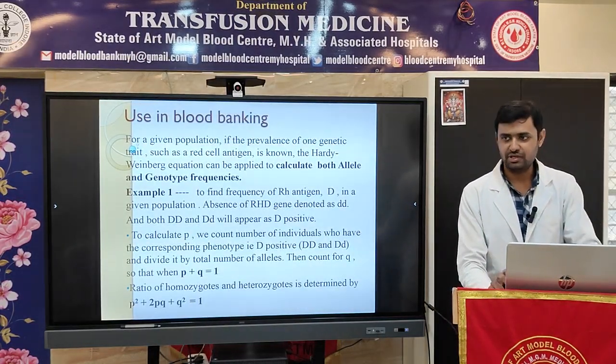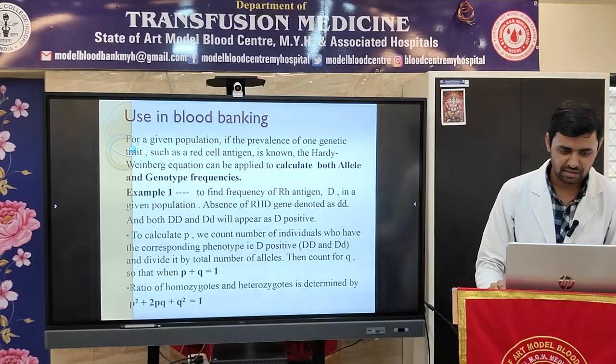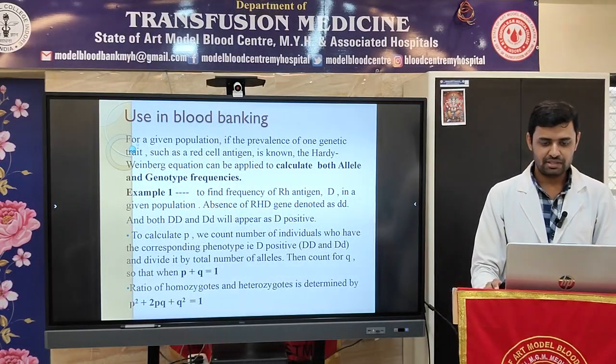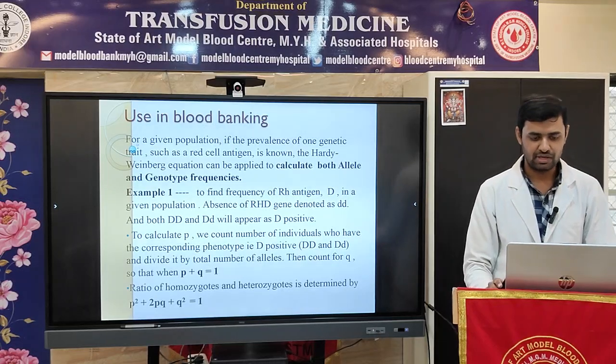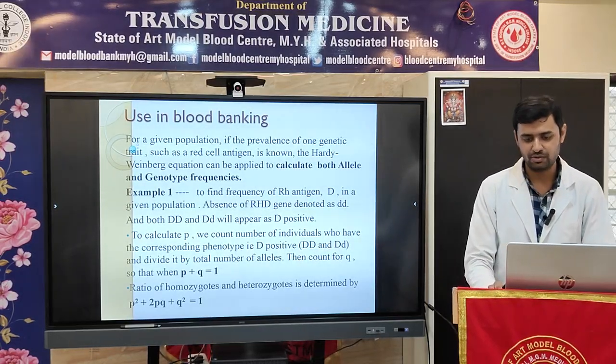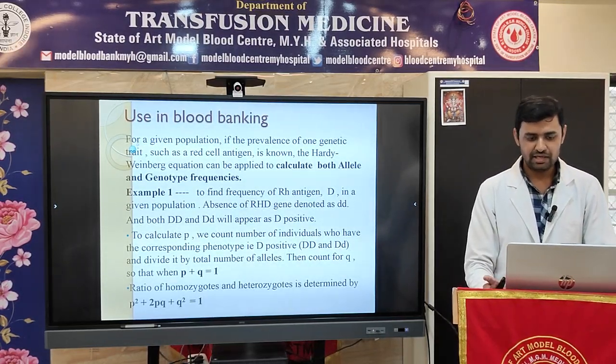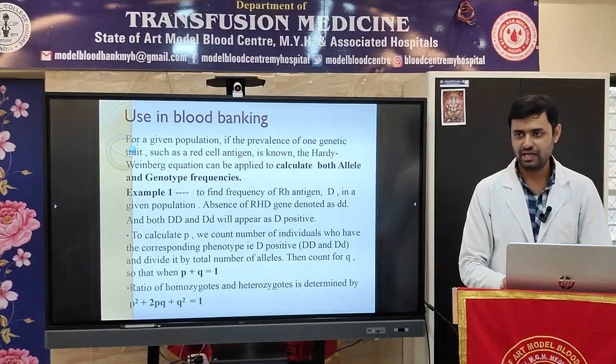What is the use of Hardy-Weinberg in blood banking? If, for a given population, the prevalence of one genetic trait, such as a red cell antigen, is known, the Hardy-Weinberg equation can be applied to calculate both allele and genotypic frequencies, using the formula which I have shown before.